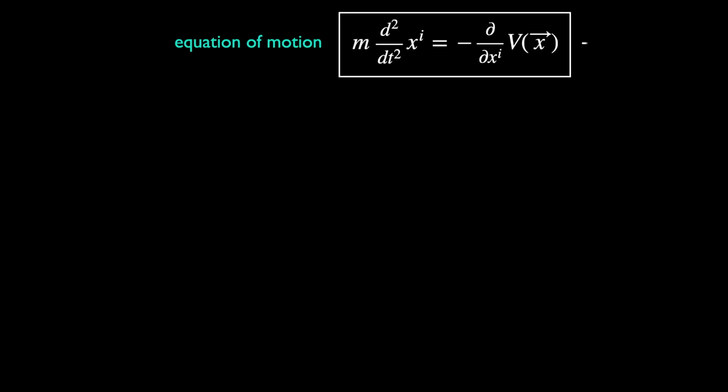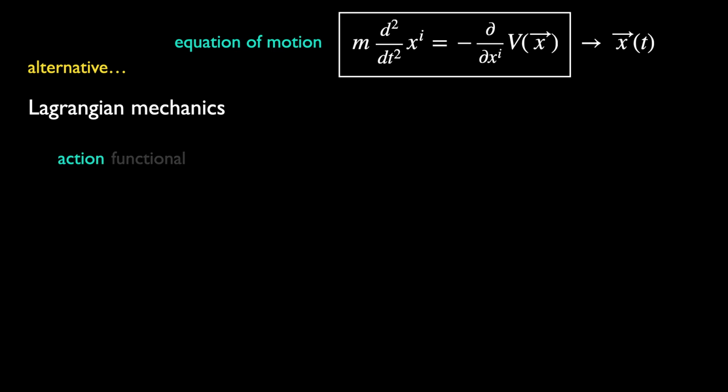When solved, the equation of motion gives us the trajectory of the particle in time. This equation is a vector equation and is taken as a postulate in Newtonian mechanics. But there is actually an alternative to this formalism, in which the equation of motion is derived from a more fundamental principle. We are talking about Lagrangian mechanics, and the principle in question is the principle of least action.